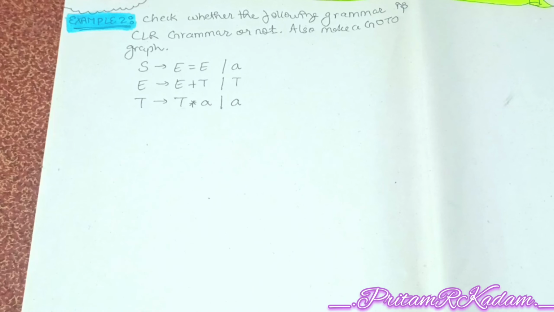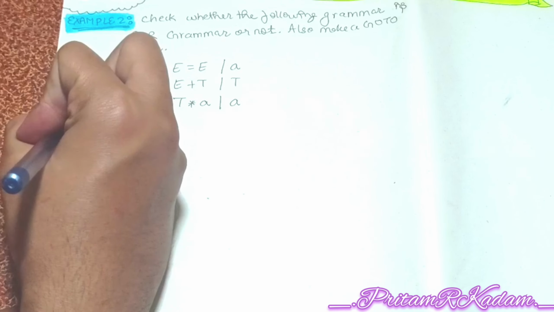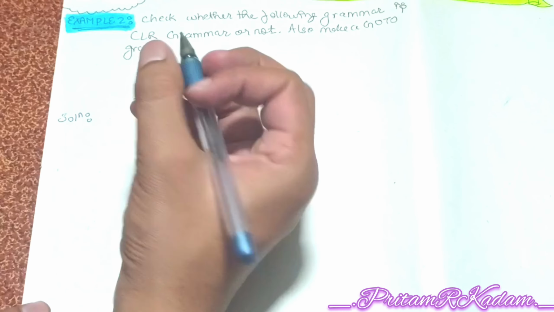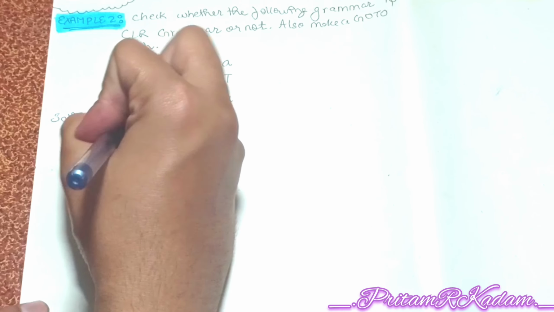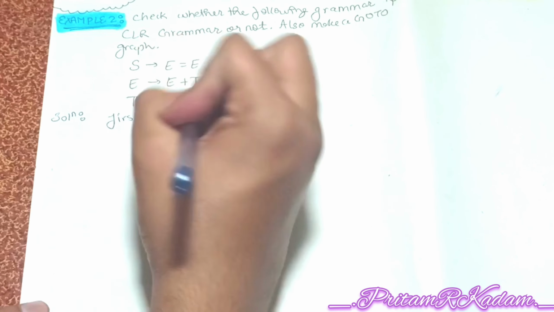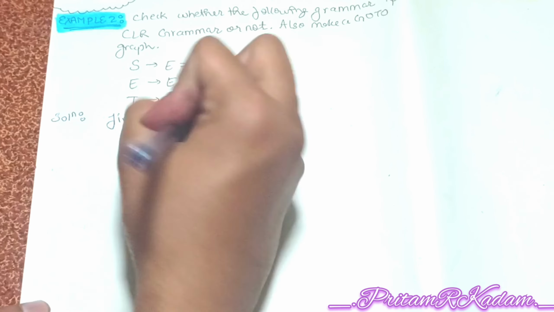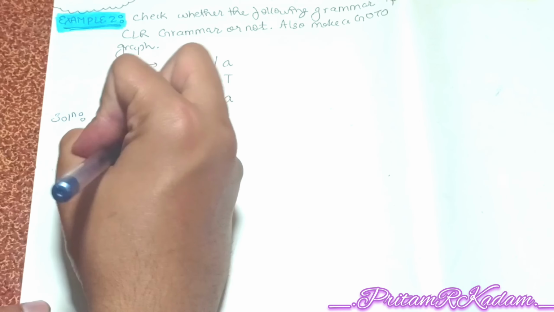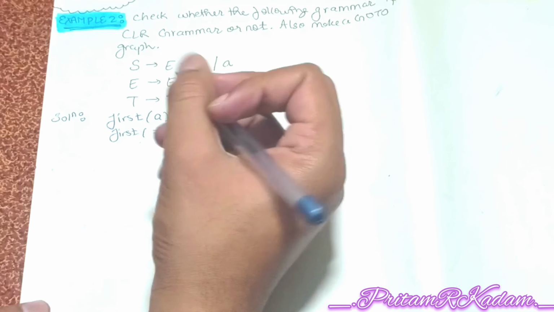So we have the productions: S gives E equals E and S gives A, then E gives E plus T and E gives T, and T gives T star A and T gives A. I said two productions because there are two productions of each non-terminal. So let us first of all find the first.